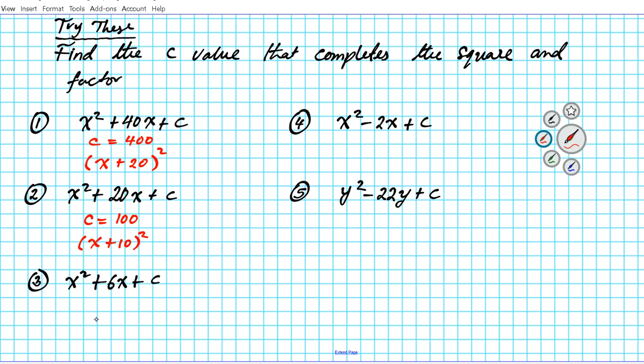All right, number 3, the c value that completes the square is 9 and the factored state is x plus 3 quantity squared. Number 4, the c value that completes the square is 1 and the factored state is x minus 1 quantity squared. Number 5, the c value that completes the square is 121 and the factored state is y minus 11 quantity squared.